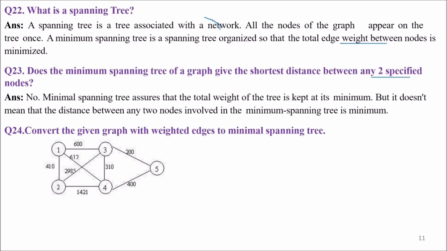Minimum spanning tree assures that the total weight of the tree is kept at its minimum. But it doesn't mean that the distance between any two nodes involved in the minimum spanning tree is minimum. This is the graph.